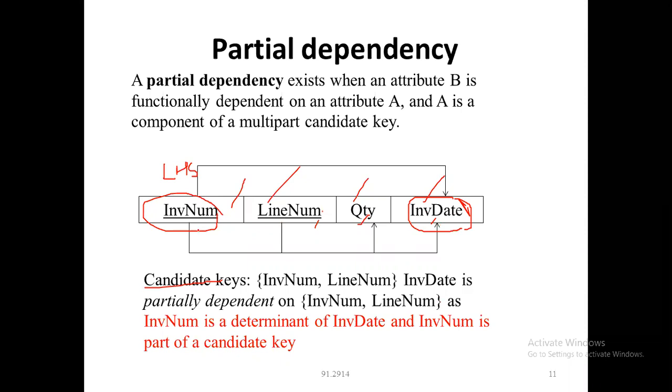Again, it is a part of the candidate key, because invoice date is what? It is depending upon invoice number, which is part of this particular key. That means this date depends on a part of the key. So we call this a partial dependency.